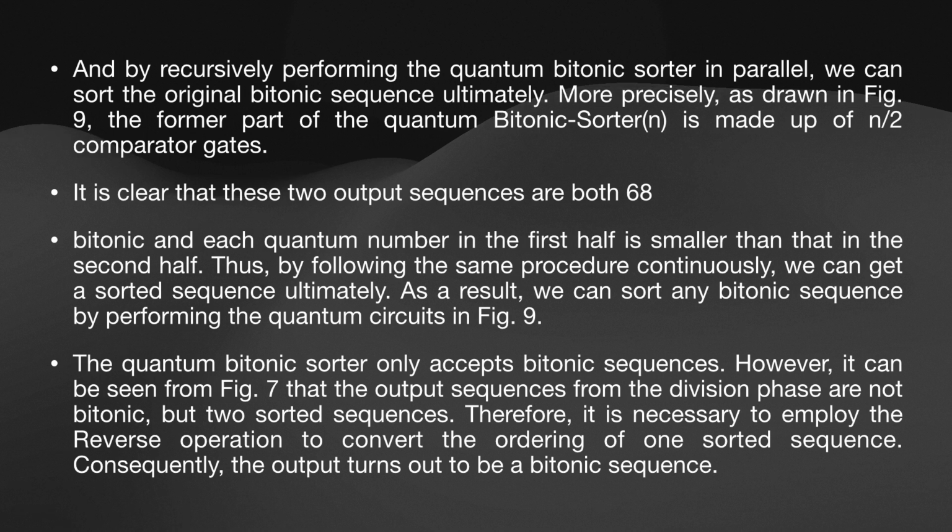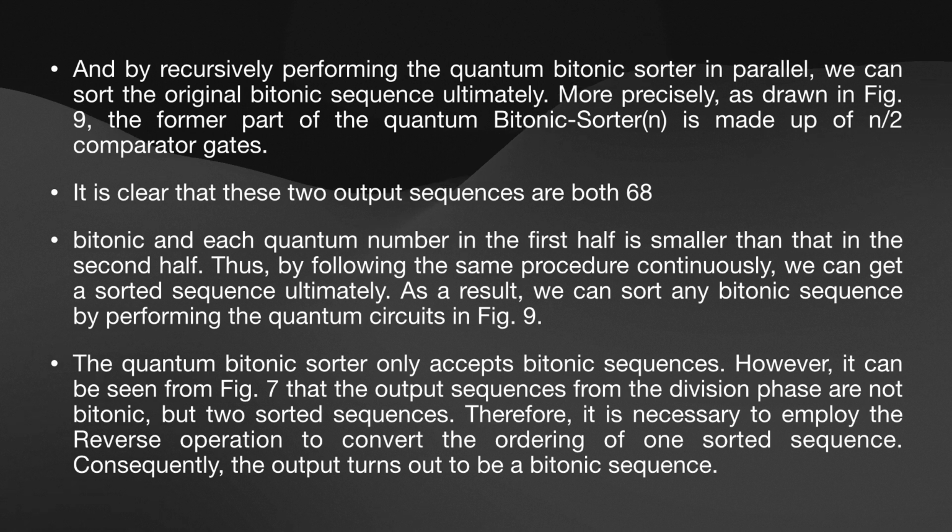So thus by following the same procedure continuously, we can get a sorted sequence. Ultimately, as a result, we can sort any Bitonic sequence by performing the quantum circuits in figure 9. The quantum Bitonic sorter only accepts Bitonic sequences.